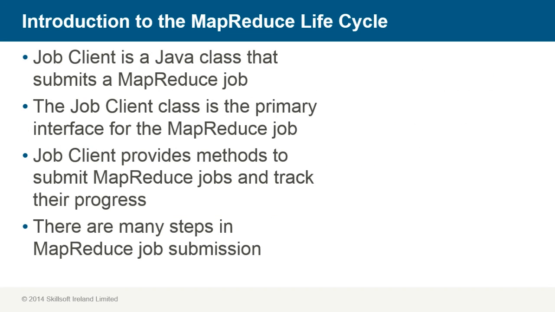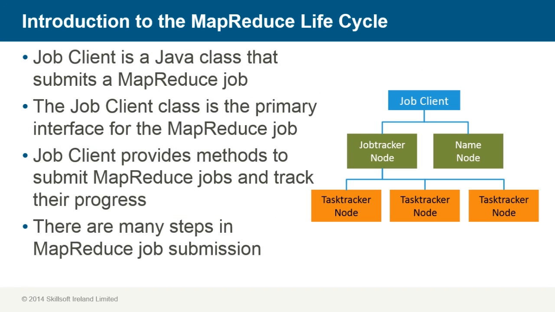The job client is a Java class that submits a MapReduce job. Depending on how it's used, the class is usually instantiated in the main method of a Java program. The job client provides methods to submit MapReduce jobs, track their progress, interact with other MapReduce tasks, and get the Hadoop MapReduce cluster information.